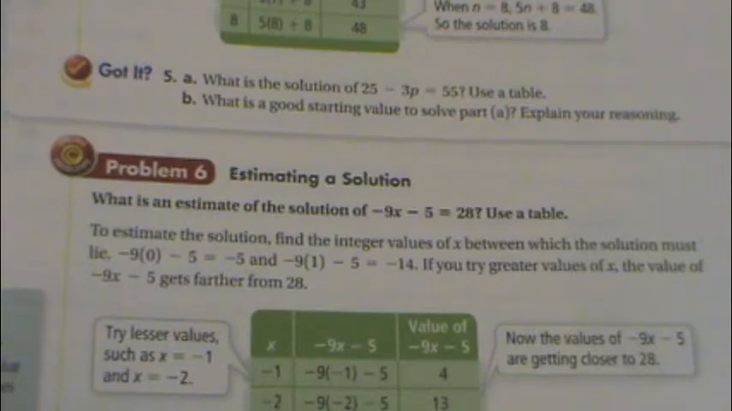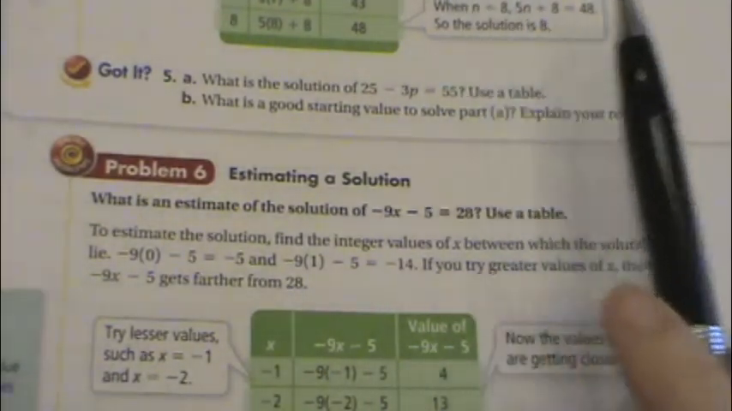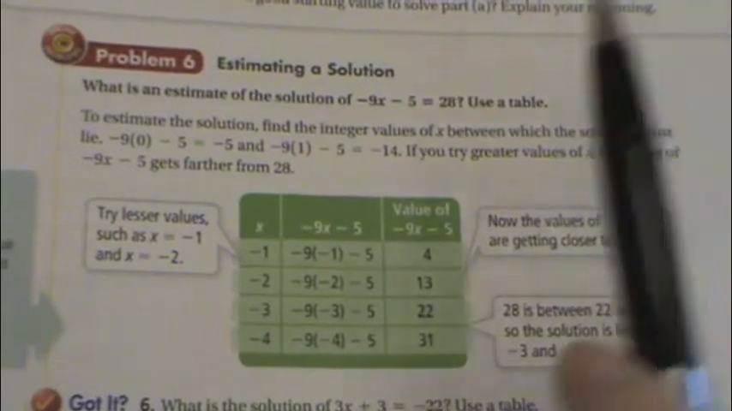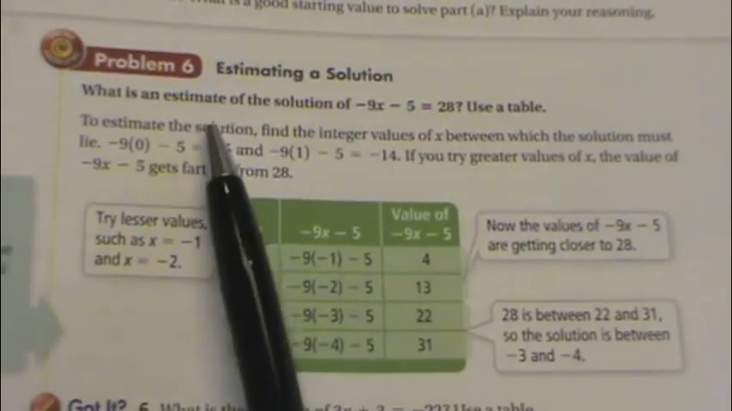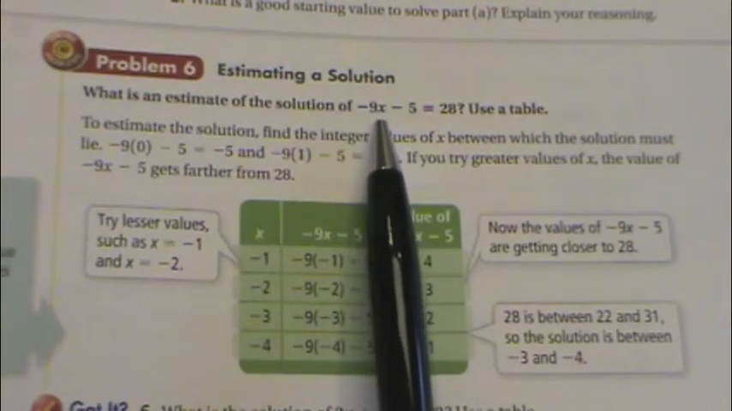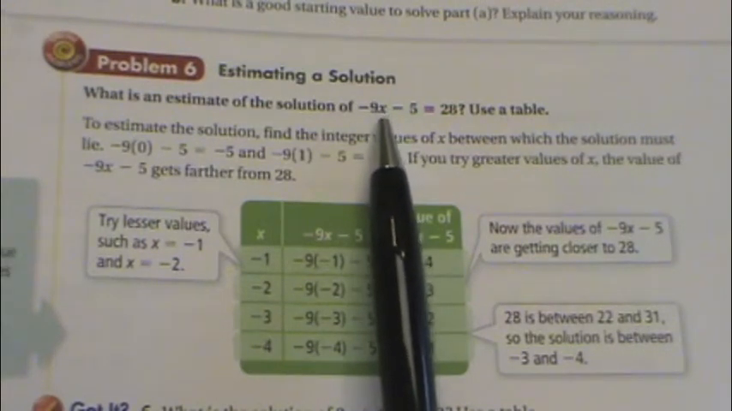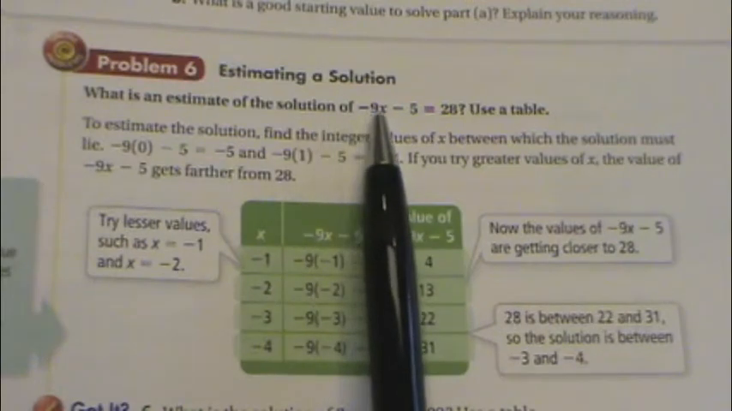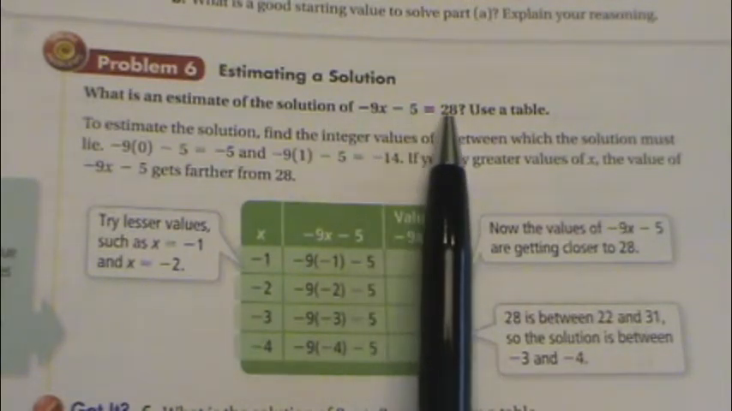So we have 2 tools already. Problem 4 had us using mental math to find solutions. Problem 5 had us using a table to find a solution. Problem 6 has us using a table and estimating a solution. Why are we estimating? Well, because the exact answer is a yucky number, and we didn't want to get that close. So let's estimate the solution of negative 9x minus 5 equals 28.